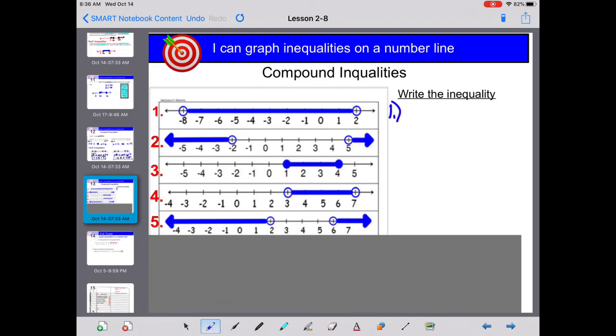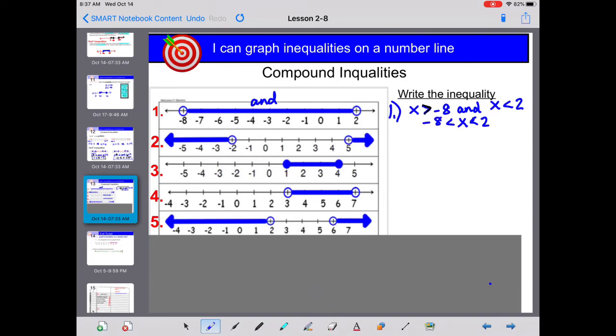For number 1, x is greater than -8. I know that this is an AND inequality because they're going towards each other. And x is less than 2. If you wrote it shared, which I would encourage you to try to get used to doing, I see that x is the bigger one. The x and -8, x is bigger. So I would write this like this.